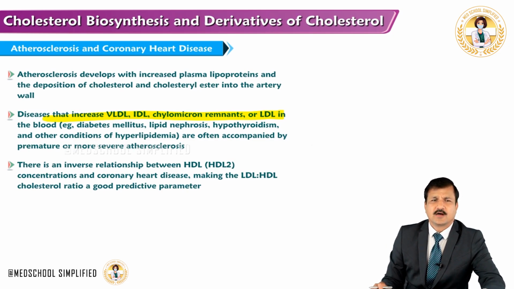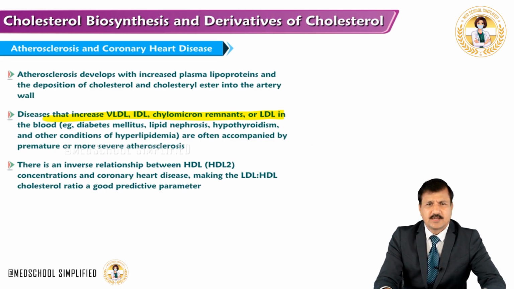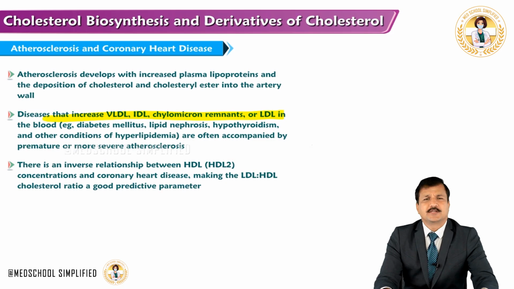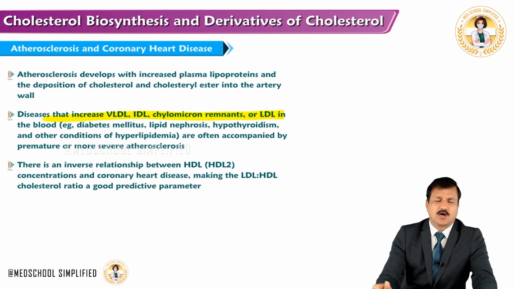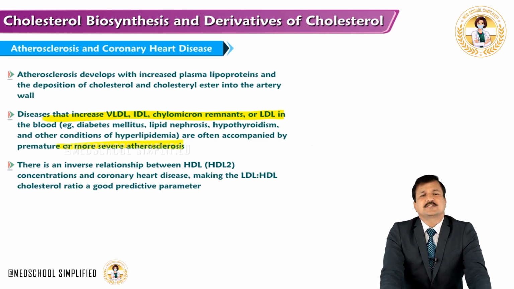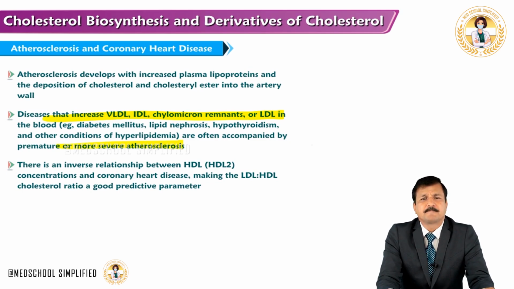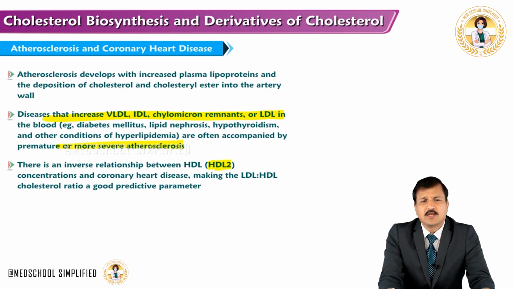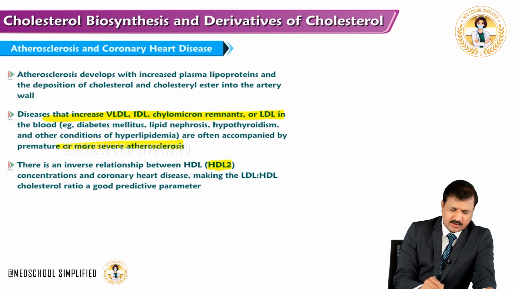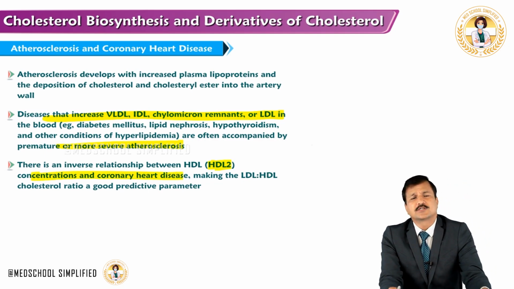The increase in VLDL, IDL, chylomicron remnants and LDL can be seen in some disorders other than the inherited conditions. Here mentioned are diabetes mellitus, lipid nephrosis, hypothyroidism and other conditions of hyperlipidemia, including inherited causes of hyperlipoproteinemias. So these are often accompanied by premature or more severe atherosclerosis. There is an inverse relationship with HDL, especially HDL2, which is rich in cholesterol ester and triacylglycerol. So between HDL2 concentration and coronary artery disease, there is an inverse relationship.